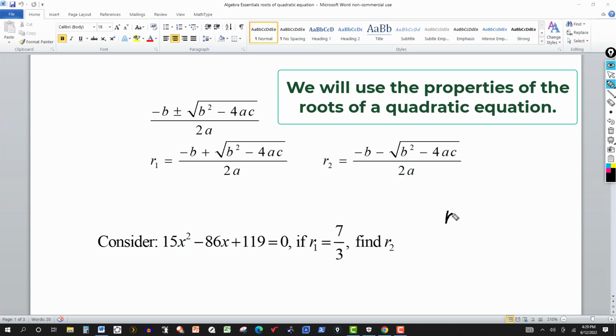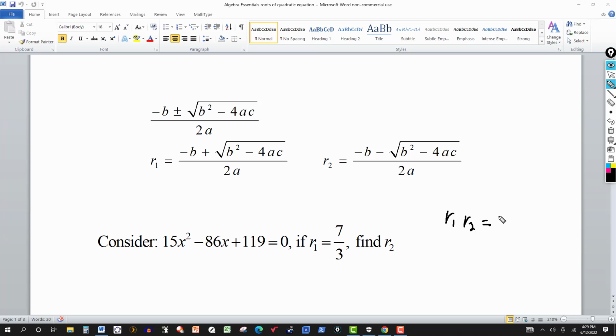So according to this result, we know that the product of the roots is c over a. c in this case is 119 and a is 15. And we know that one root is 7/3. Let's call that the root that's given; it doesn't really matter how you set it up here. This is 7/3.